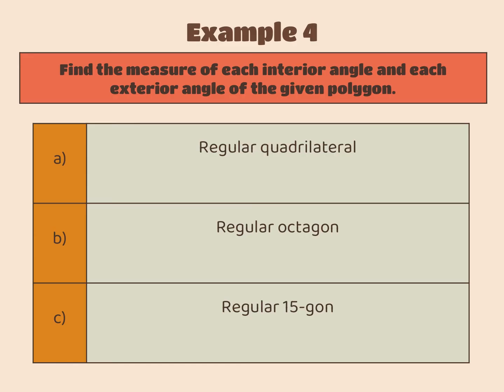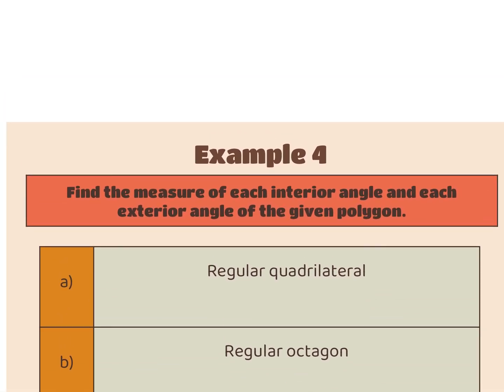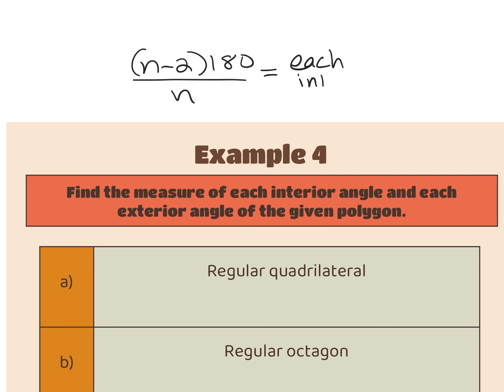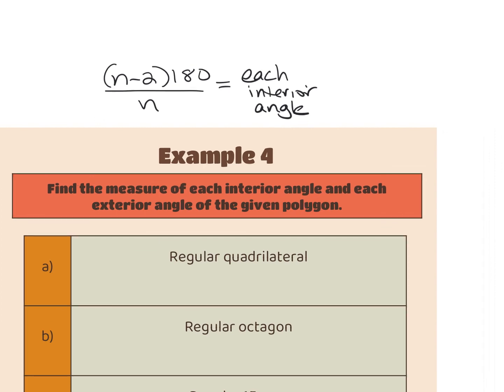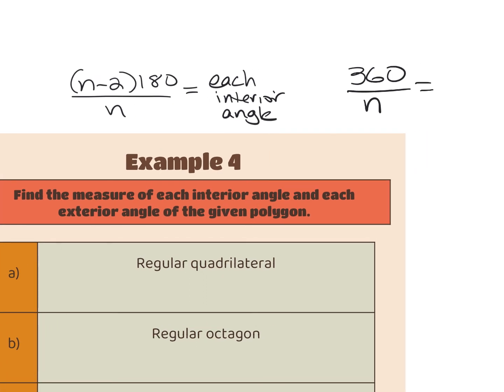Okay, so here it says, now we're trying to find each interior angle and each exterior. So the two formulas I'm going to use now are going to be n minus 2 times 180 divided by n. Remember, this gives me each interior angle measure. And then to find each exterior, I just take 360 and divide it by the number of sides. And this will give me each exterior.